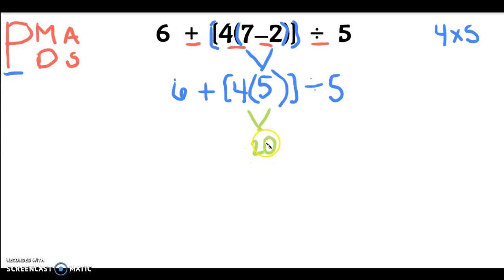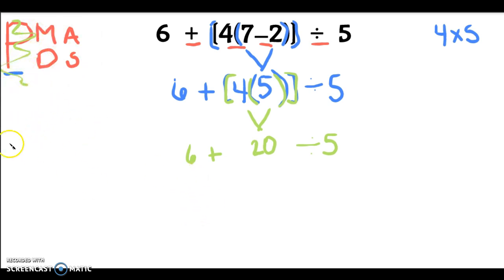All right, I've solved one step, so I'm going to stop, rewrite the rest of my problem. Now, I'm going to get rid of all these parentheses because I've done all the operations inside them at this point, so now they're just in my way. Okay, so I've got 6 plus 20 divided by 5. Okay, so I have completed my parentheses step. Multiplication and division come next.